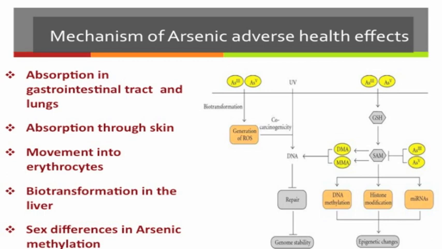Inorganic arsenic undergoes biotransformation in the liver. Here, arsenic 5 is reduced to arsenic 3, and then an oxidative addition of a methyl group occurs. The methyl group comes from S-adenosylmethionine, SAM, and glutathione acts as a reducing agent. After metabolism in the liver, you get MMA and DMA. These react less with the tissue and they are readily excreted in urine.